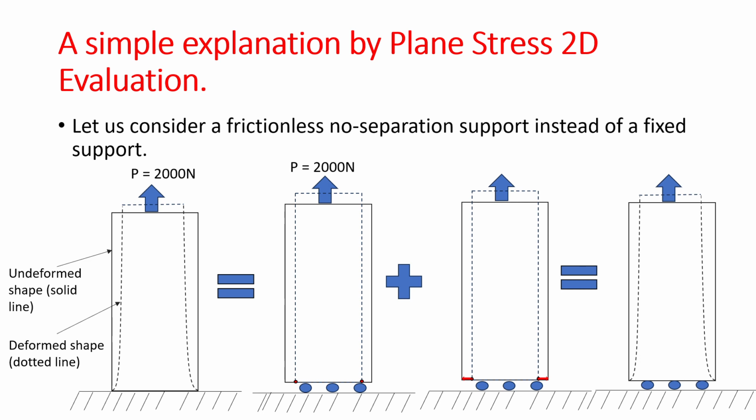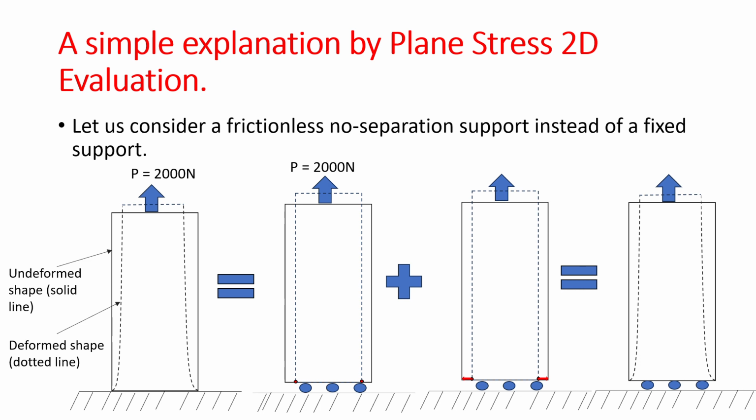On the leftmost, in the figure that I'm explaining, the bar is fixed at one end and tension is applied at the other end. However, we will get exactly the same results if we apply a frictionless support at the bottom edge along with the tension load, and later we hold the bottom corners and pull them towards the undeformed position. So that way also we'll get the same shape.